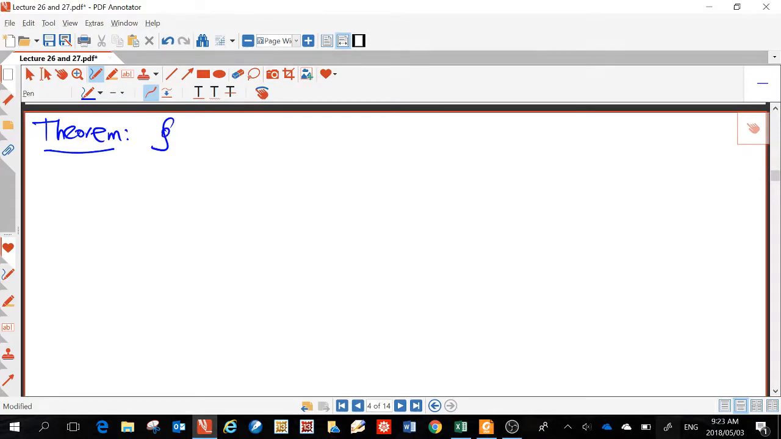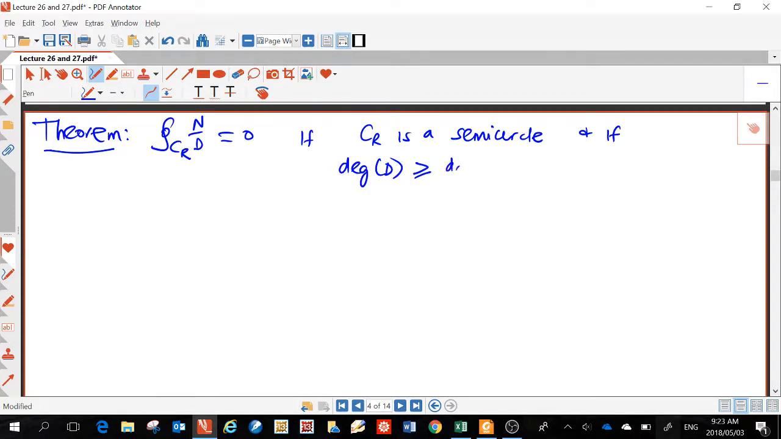The integral over C_R of n over d is 0 if C_R is a semicircle and if the degree of d is more than the degree of n by 2. Okay, that's enough. Proof.